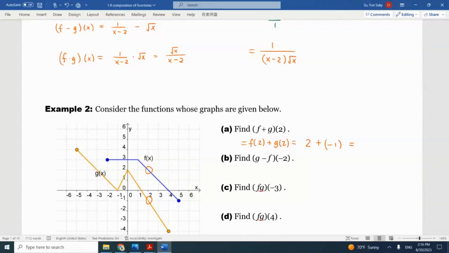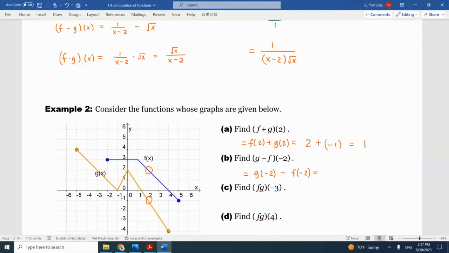Negative 1 right here. This is 2. The F is the blue line. It's 2. The G is the orange line. Do you have color? No? Okay. But I can see the F and G. That's all that matters. Okay, good. Yes, so this is minus 1, and 2 minus 1 is 1. Okay, good. Part B. We have G of negative 2 minus F of negative 2.